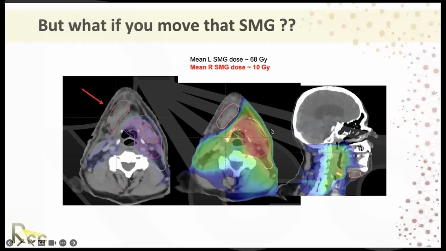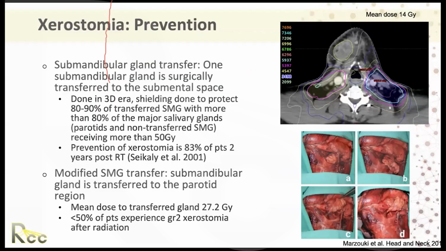This is that same patient. We planned this patient before the transfer and then after the transfer. And you can see that now we can spare this gland much, much better. So you can actually prioritize sparing of that contralateral submandibular gland now with a mean dose of 10 gray. We're just finishing a feasibility study here at UCSD, and this is probably one of the best things that we've done in patients: to spare that submandibular gland and improve long-term xerostomia.